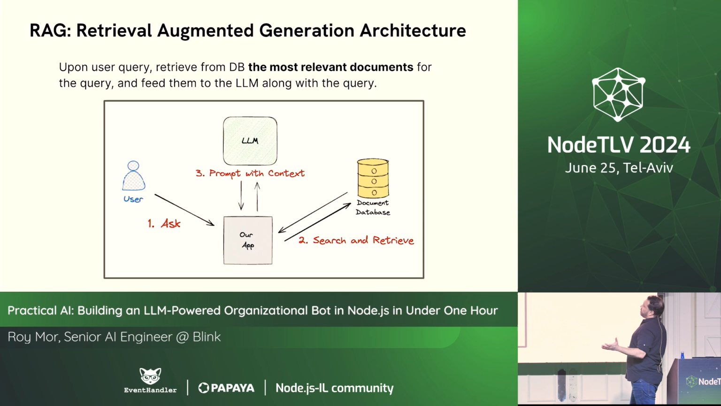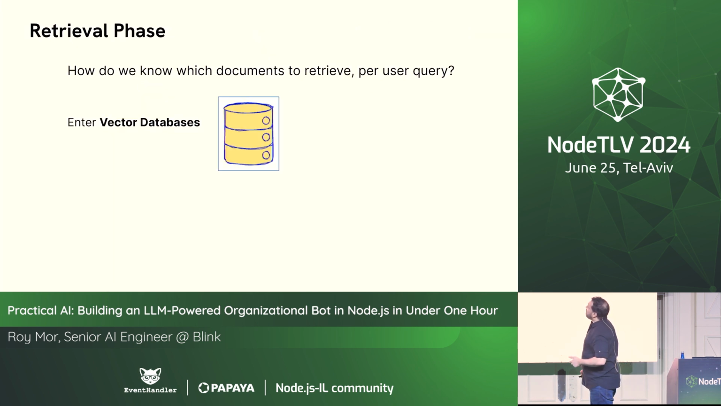So RAG is an architecture that looks like this at a high level. When a user makes a query, we go to the database and retrieve the most relevant documents for that query. We'll see how in a second. And then we feed them to the LLM along with the user's query. Now, the LLM has a prompt with context, the user question, plus the relevant information, just like what I did with ChatGPT and the conference in London. But how do we know which documents to retrieve per user query?